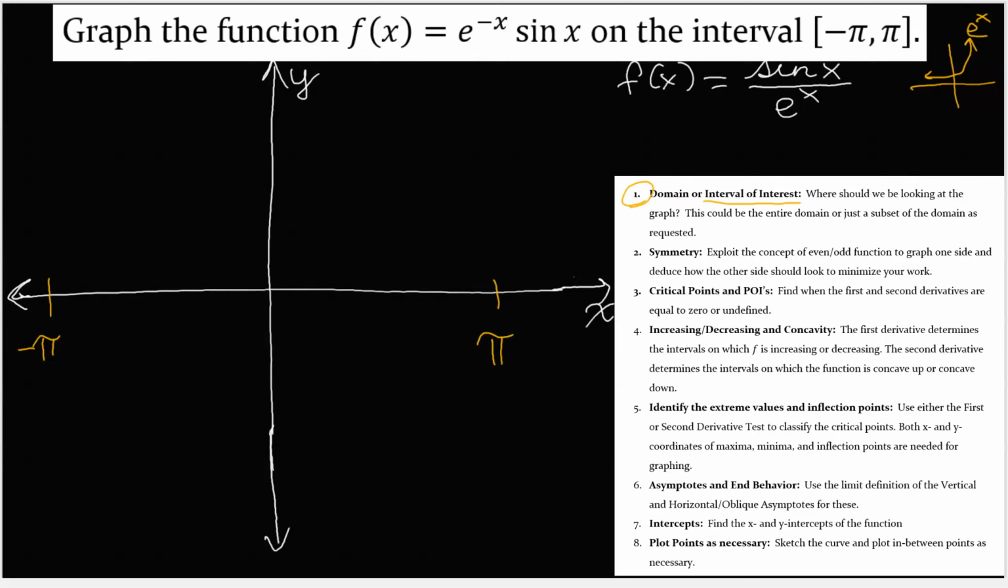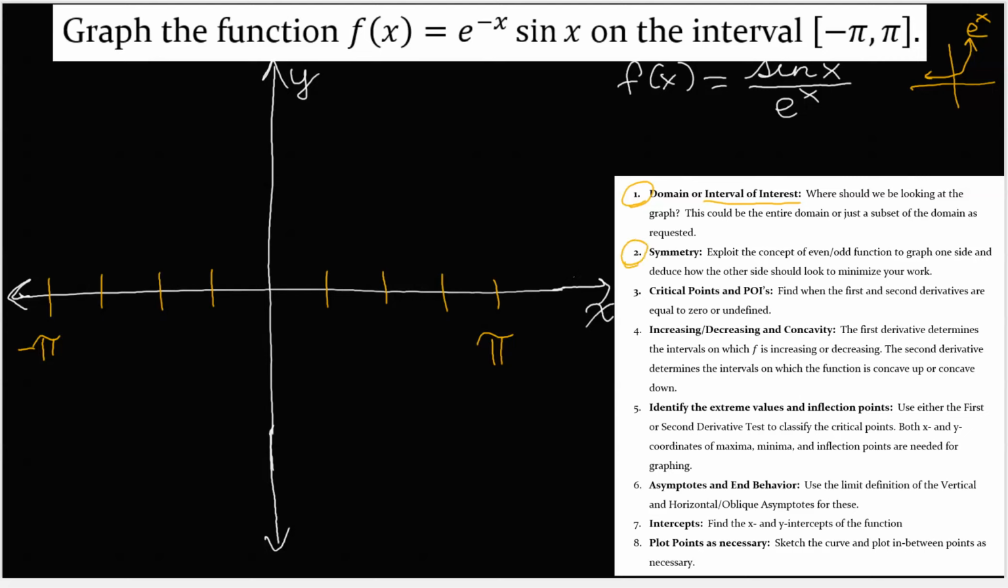I'm going to go ahead and divide this up into 4 sections. So we have pi over 4, pi over 2, and 3 pi over 4. Okay, there you go. We're just going to leave it as that.